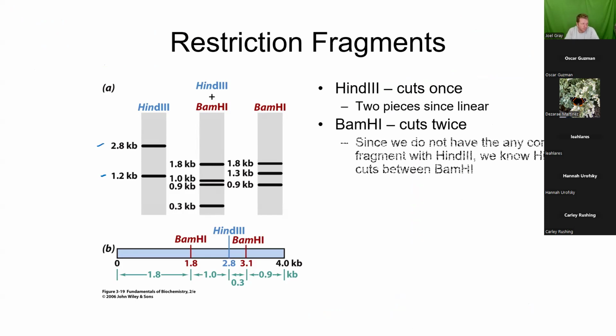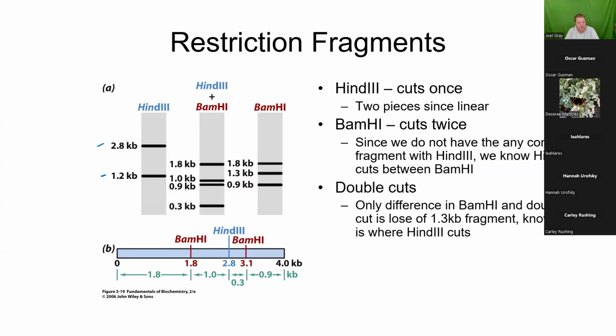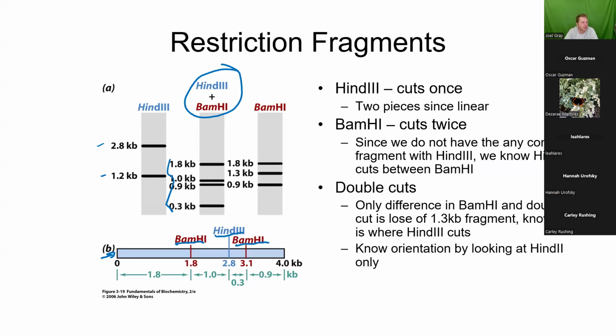BamHI cuts it two times, and that will give you 3 fragments. Then we do what's known as a double digest, where you do BamHI and Hind III. And what that combination digestion allows you to do is say, okay, here's my linear piece of DNA, and based on this banding pattern, my first cut is BamHI, then there's a Hind III, then there's a BamHI cut. So it helps you identify the sequence and the pattern of them.